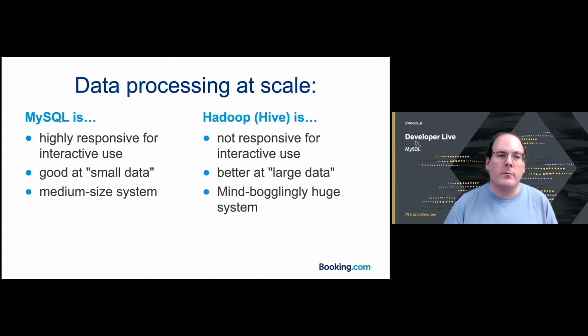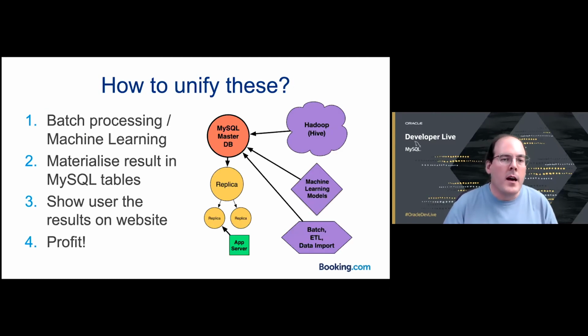So how do we unify these? We have a lot of data, but we want to be very responsive. What we do is we have some batch processing, some machine learning, data imports, and so on. Sometimes that data even came from MySQL in the first place. We transfer it over to Hive, or we use it as the data source for a machine learning model. All that crunches away and does some reporting or some learning. And then we materialize the results in MySQL tables again. And then we connect our website to the replicas of this database and show the user the results on the website and make a profit.